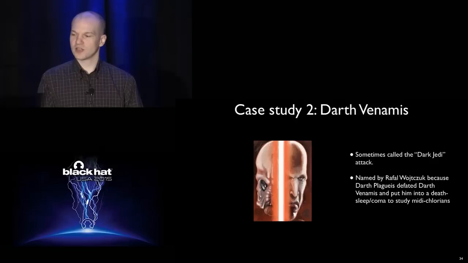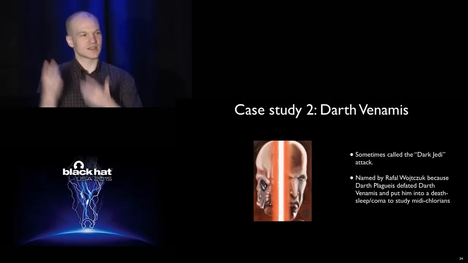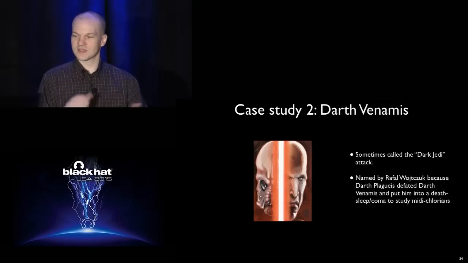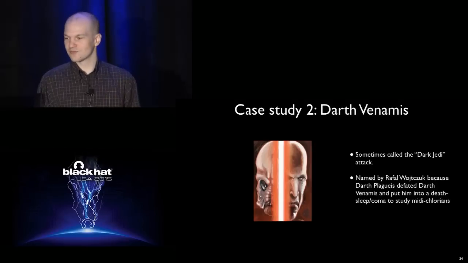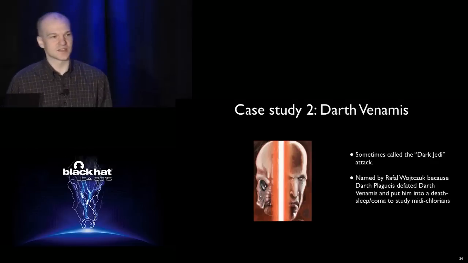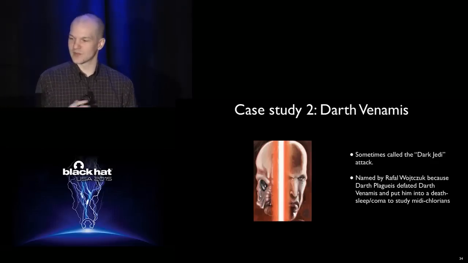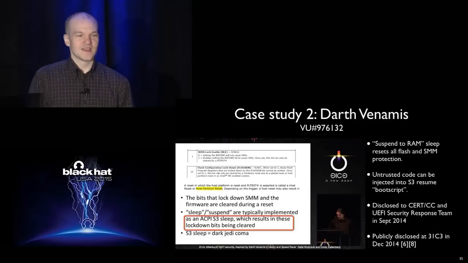This was named by Rafal because in the Star Wars universe, Darth Plagueis defeated his nemesis, Darth Venamis. He killed him, and then he kept resurrecting him, putting him back to sleep, killing him again, resurrecting him, putting him back to sleep. So through this continuous process of killing and resuming, he learned the science of midi-chlorians, right? So use killing people to learn about science. This is exactly what the Darth Venamis does.